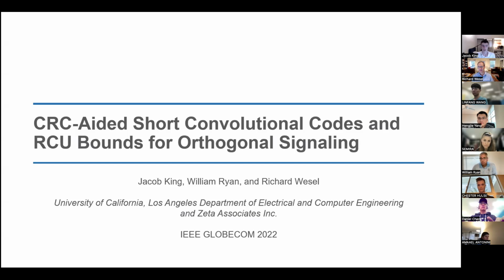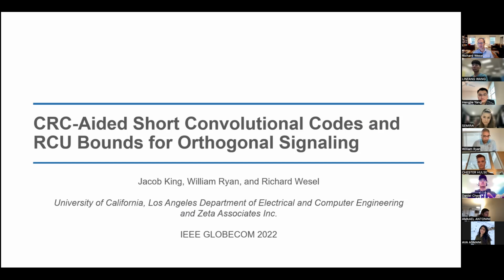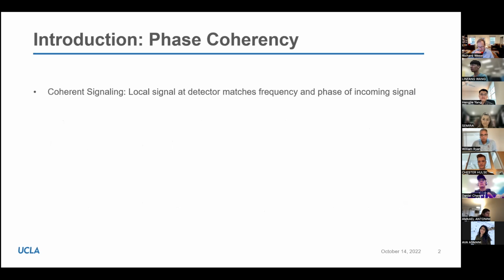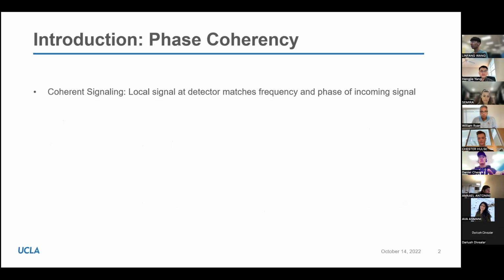All right. So yes, I'll be presenting our paper for GlobeCom 2022, which, as Professor Russell just said, is titled CRC-Aided Short Convolutional Codes and RCU Bounds for Orthogonal Signaling. I'll begin by defining a few terms.